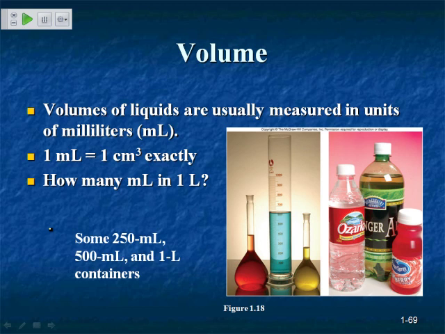Okay? Now, how many milliliters are in 1 liter? 1000, right? Again, remember milli stands for thousandth. So 1 liter is 1000 milliliters. Now again, here are some containers which are 250 ml, 500 ml and 1 liter. So okay, so this is a 500 ml volumetric flask, this is 250, and this is, as I said, a 1 liter graduated cylinder.